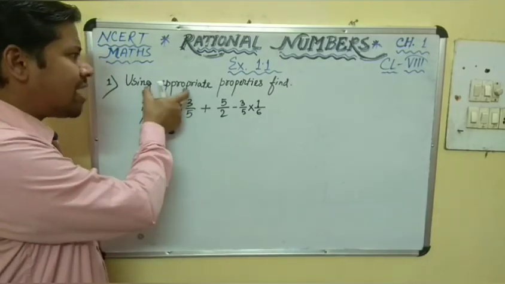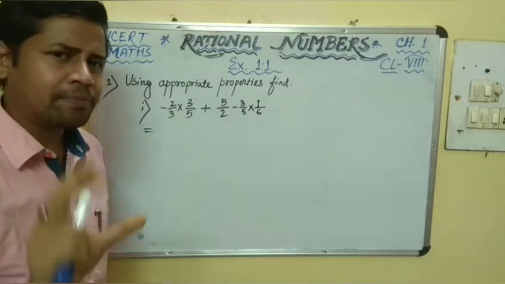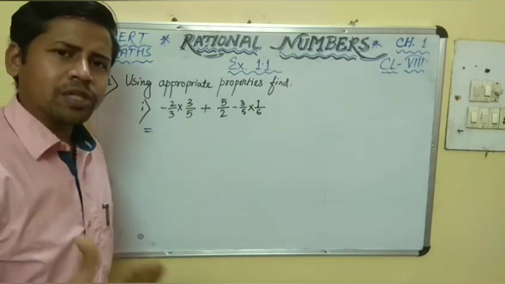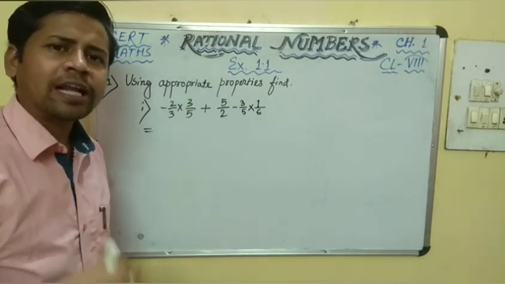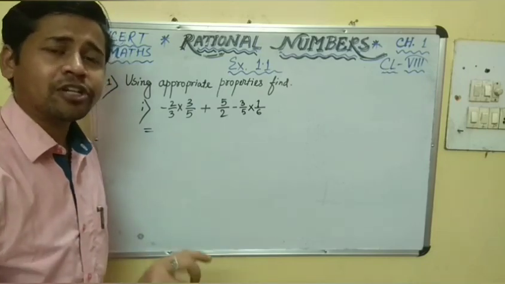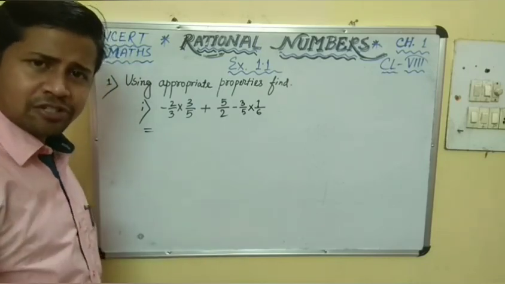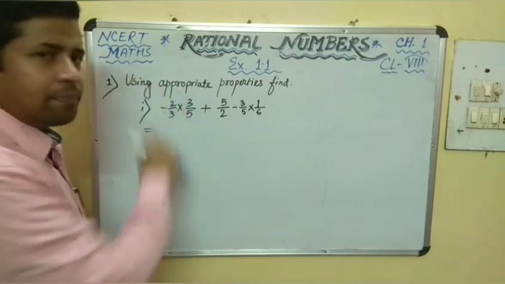So we have to use the appropriate properties. You have already discussed the properties: the closure property, associative property, commutative property, and distributive property over addition and subtraction. We have already discussed them in the previous lectures. So now we are going to solve the problems.